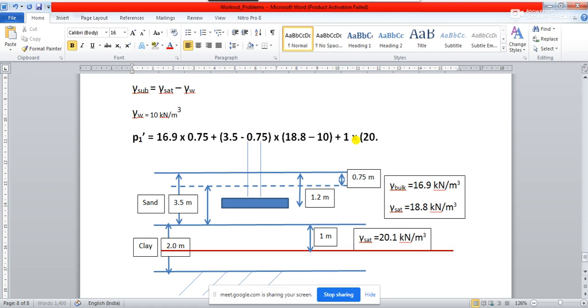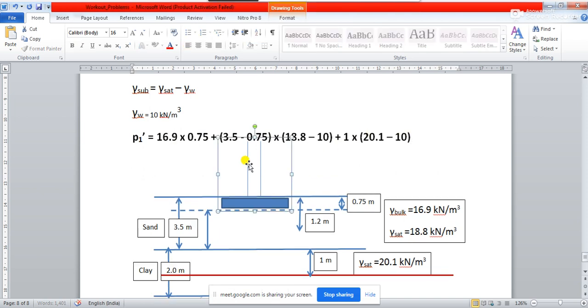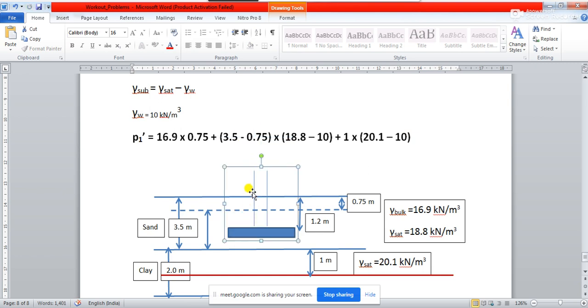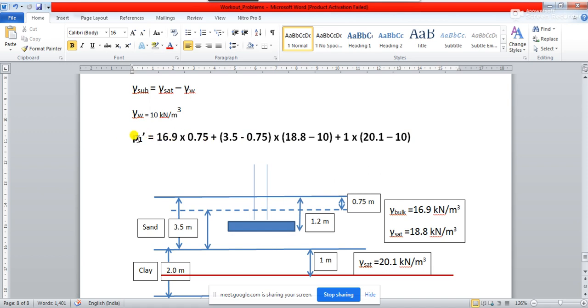20.1 minus 10. So 10 is your gamma W. Okay, so this is the value of the initial overburden pressure. I'll have to keep on making it go down like this. So this is your value of initial overburden pressure. So you understand how to find out this P1 value? Is it clear? Yes.